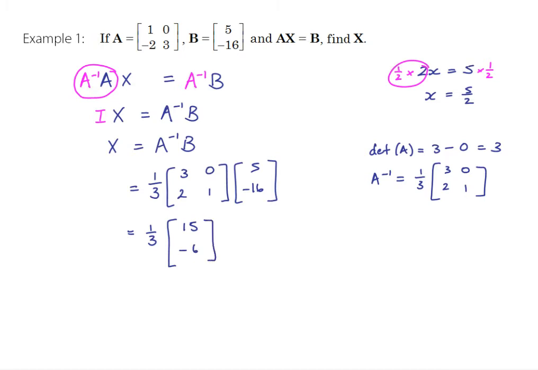Now in this case I am going to multiply the 1/3 in, particularly because both of those numbers will simplify when I divide them by 3. So that is 5 and negative 2. And we've solved the matrix equation. X is a 2 by 1 matrix, 5, negative 2.